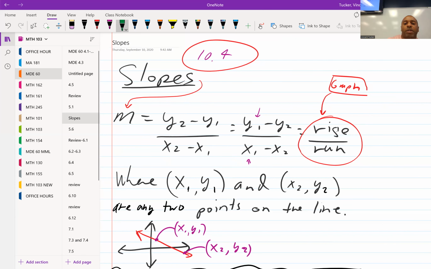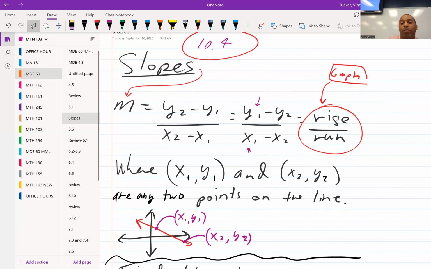So x1, y1 and x2, y2 are just any 2 points on the line. Any 2 points on the line will give you the slope of the line. And the slope is exactly what it sounds like. When you talk about the slope of a mountain, a roof or a ramp, you talk about the incline or steepness. This puts a numerical value to it, and it also gives you direction and things like that. So there's information in your slope.